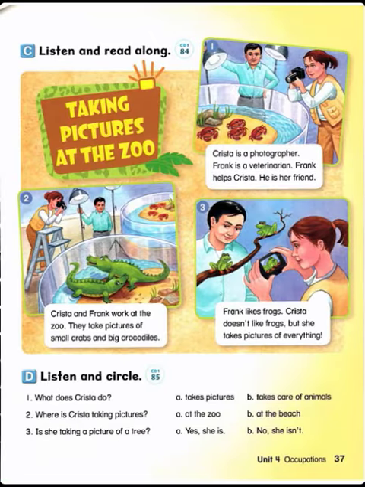Page 37. C. Listen and read along. Taking pictures at the zoo. 1. Krista is a photographer. Frank is a veterinarian. Frank helps Krista. He is her friend. 2. Krista and Frank work at the zoo. They take pictures of small crabs and big crocodiles. 3. Frank likes frogs. Krista doesn't like frogs, but she takes pictures of everything.